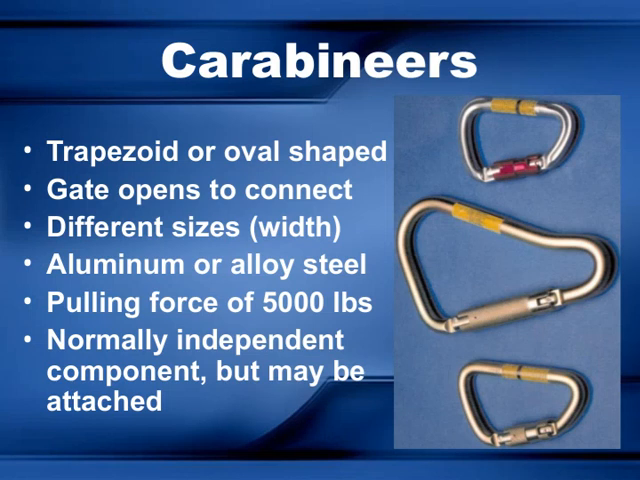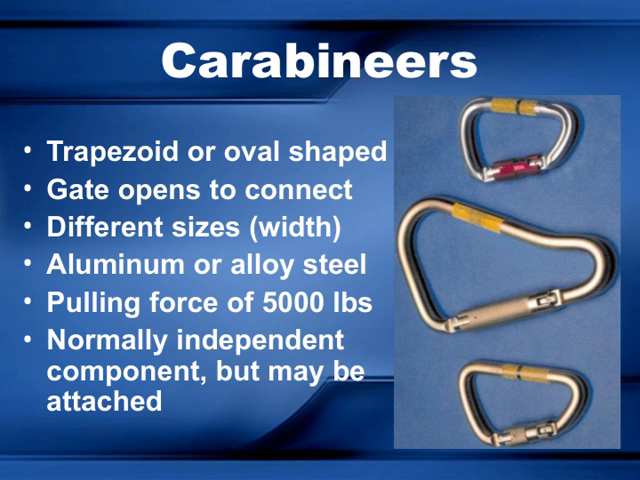Let's take a closer look at this component. It typically has a trapezoid or oval shape, which helps it fit into various configurations. The gate opens to connect different parts of the system, allowing for secure yet flexible movement. You'll notice that these gates come in different sizes, especially in width, to accommodate various load requirements. They can be made from materials like aluminum or alloy steel, depending on the strength and weight needs of the application.